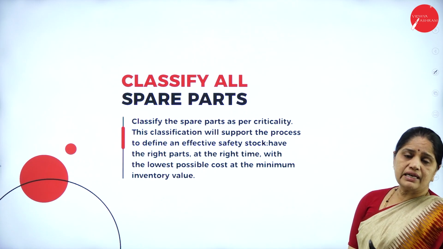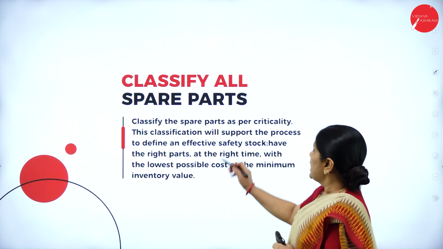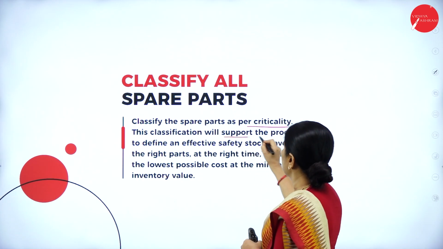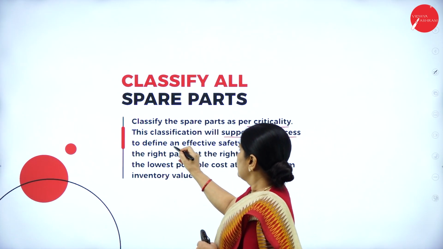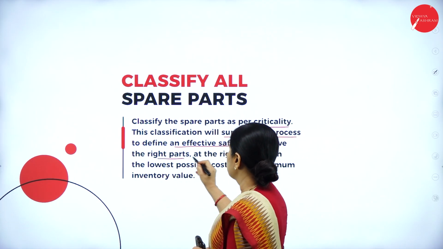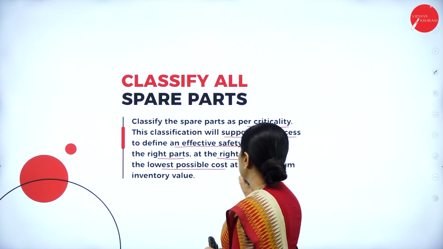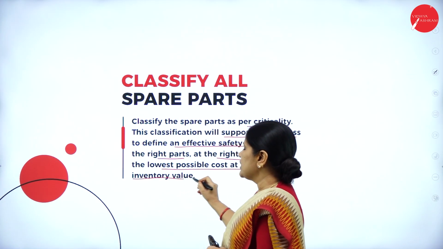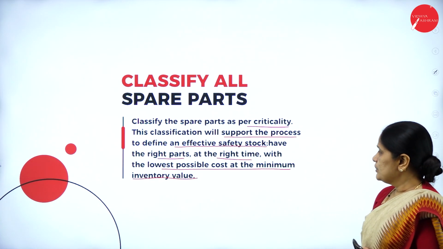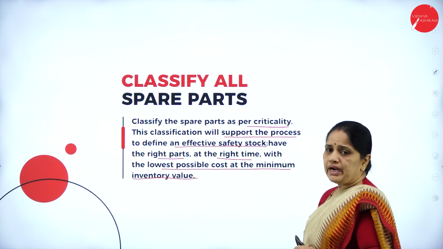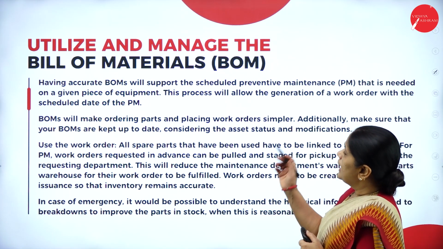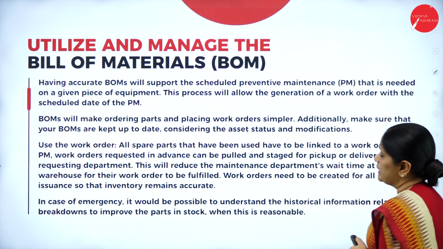Then classify all the spare parts. So classify the spare parts as per the criticality. This classification will support the processes to define effective safety stock. Have the right parts, at the right time, with the lowest possible cost at the minimum inventory value. So classify the spare parts, then you see that they have the right parts at the right time with the lowest possible cost.